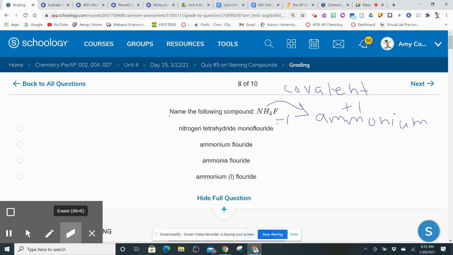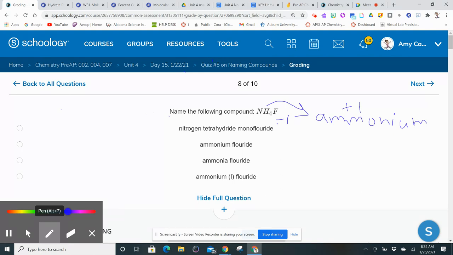I gotta back up. I made a mistake. There's no metals in here. That is correct. But it's also got charges in it, +1 and -1. Those charges balance. So even though there's not a metal, we're actually going to follow the rules for ionic compounds in that we are not going to put prefixes. Because there is only one way to make ammonium fluoride, and that is with 1 ammonium and 1 fluoride. We cannot have anything more than that, so there's no point in putting a prefix.